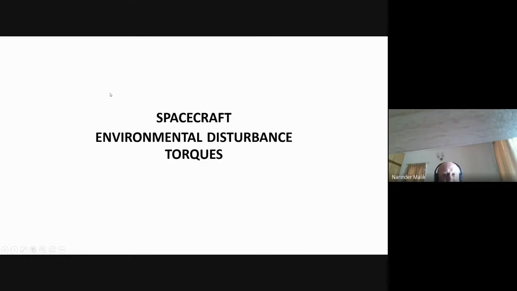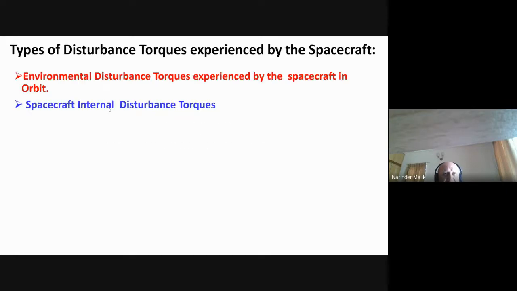Okay, let me come to the new topic, spacecraft environmental disturbance torques. Types of disturbance torques experienced by the spacecraft. There are two types of torques. One is the external torques experienced by the satellite. One is the internal disturbance torques.